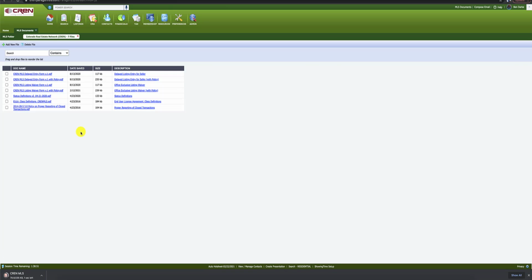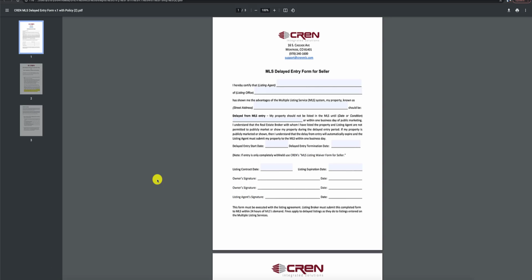Okay, so you guys may have a seller that wants to delay the entry into the MLS for maybe a week, a month, whatever the case is, whatever the reason is. If that happens, you need to have the MLS delayed entry form filled out at the same time that you are signing the listing contract. And this will state that you will have a specified time that you are not going to be entering the property into the MLS.